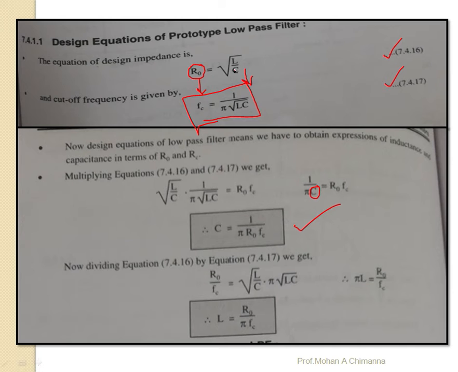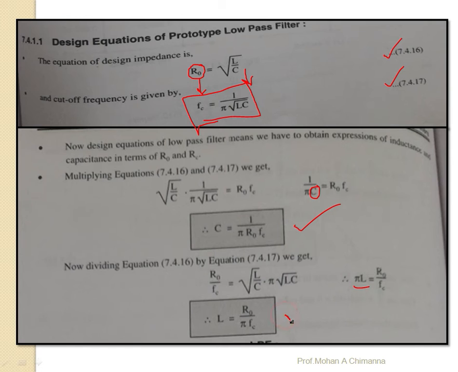under root of L upon C into pi square root of LC. So in this case, root of LC and root of L upon C, the root of C and root of C get cancelled out and only pi L remains. That means only pi L is equal to R0 upon fc, this equation. So we calculate the value of L, which is equal to R0 upon pi fc.